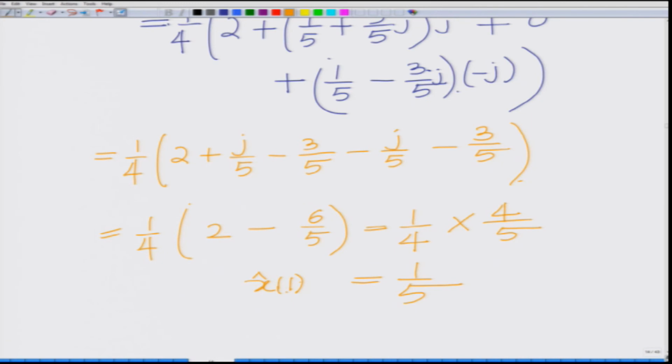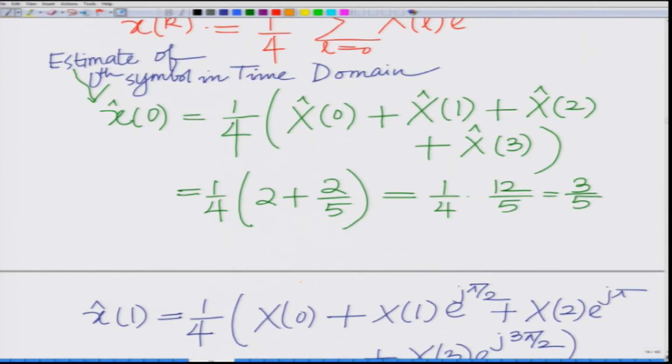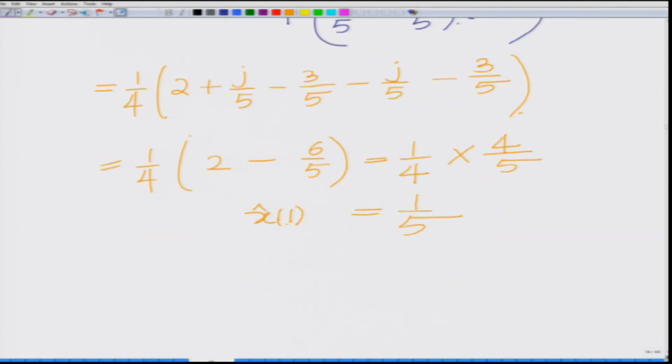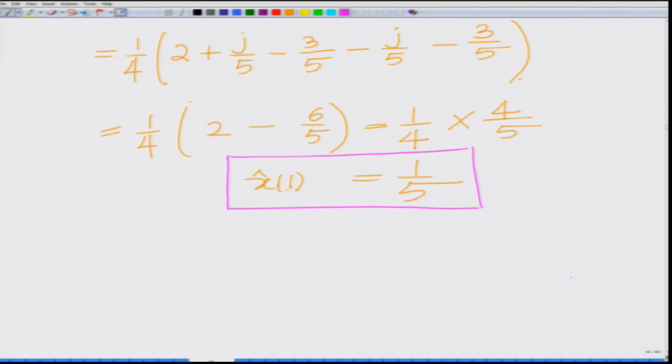and this is small x hat of 1. Okay, that is the estimate. So, we have computed small x hat of 1. Here we have computed small x hat of 0. Let me just mark this clearly, small x hat of 0 equals 3 by 5, and small x hat of 1 is the estimate of the first time domain symbol, small x of 1. Okay. Let us similarly compute small x hat of 2, that is the estimate of the time domain symbol small x of 2.